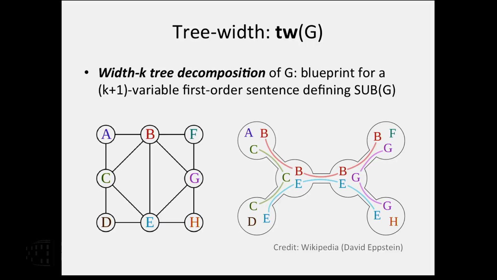To get the upper bound for subgraph isomorphism, you note that if you have any width k tree decomposition for G, it gives a blueprint for a k plus 1 variable first order sentence which defines the presence of a G subgraph. This is more or less an easy exercise.